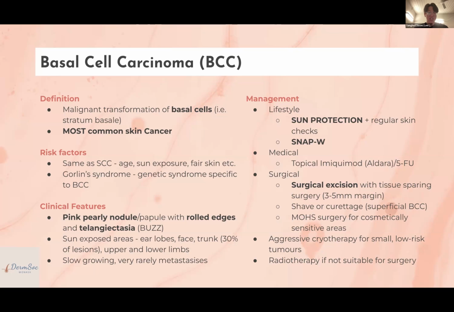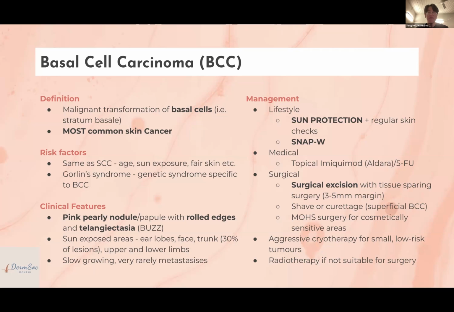Risk factors, by and large, same as the SCC. And the buzzword phrase that you want to know for the BCCs are your pink pearly nodules or papules with rolled edges and underlying telangiectasia. And this applies for the nodular BCC. We'll find them on sun-exposed areas again. Trunk, quite common, upper lower limbs, earlobes, face, all those places. And they're considered, I guess, a good cancer in a way because they're slow growing and they very rarely metastasize.